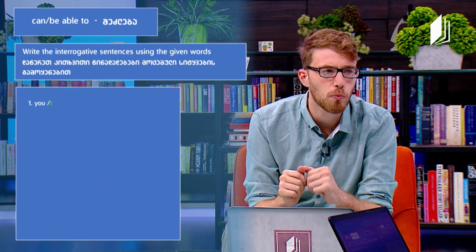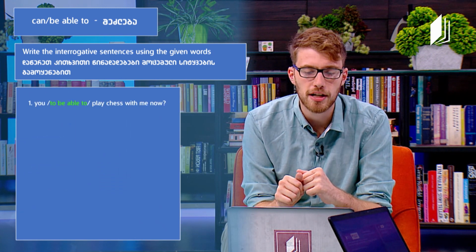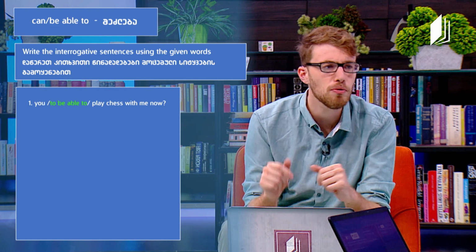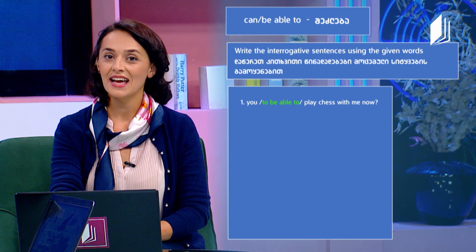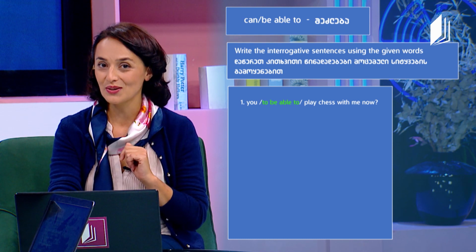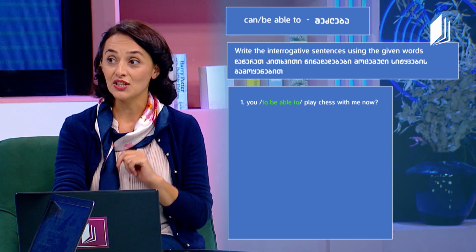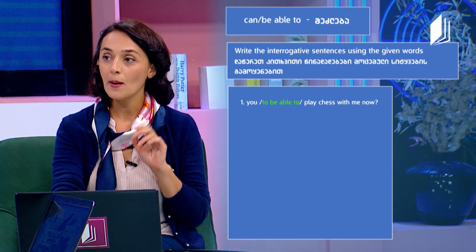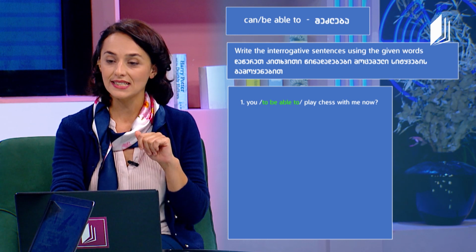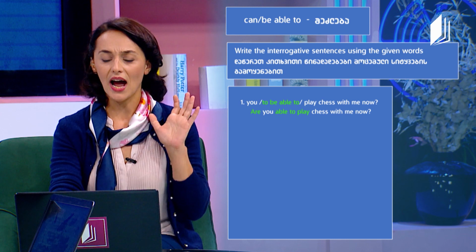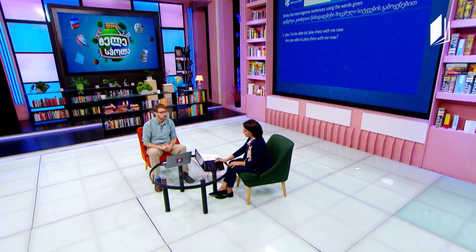So for number 1, Lika, you to be able to play chess with me now. Can you make that interrogative for me? Yes, of course. And I hope you are also doing quite well. And please note, in the interrogative sentence, you should put to be at the very beginning of the sentence, and we say, are you able to play chess with me now? Oh, great job, Lika.